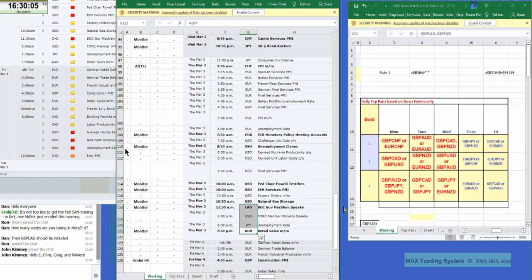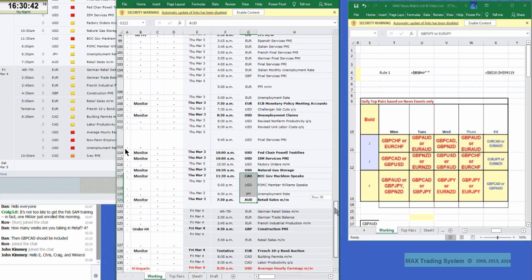Okay, so we will have pound Aussie, euro Aussie. Then pound Swiss, euro Swiss. And then pound yen, euro yen. And leftovers from Thursday, we've got nothing.